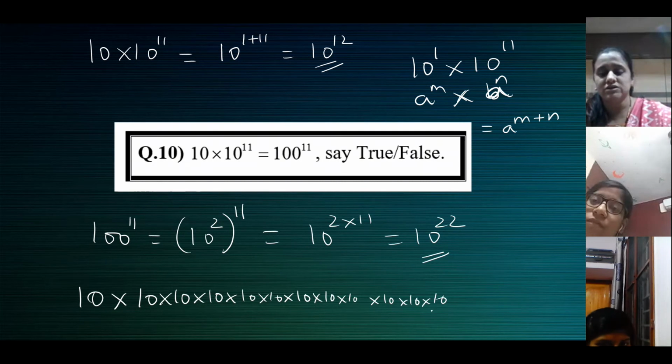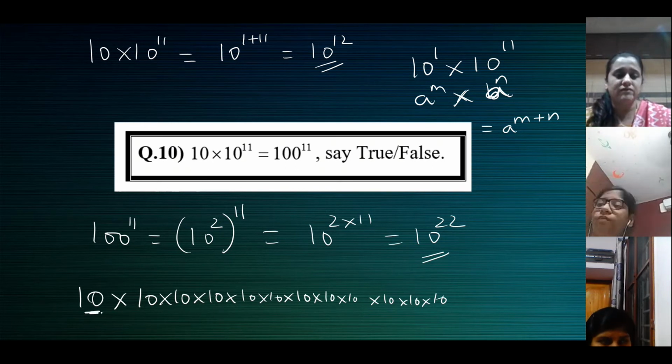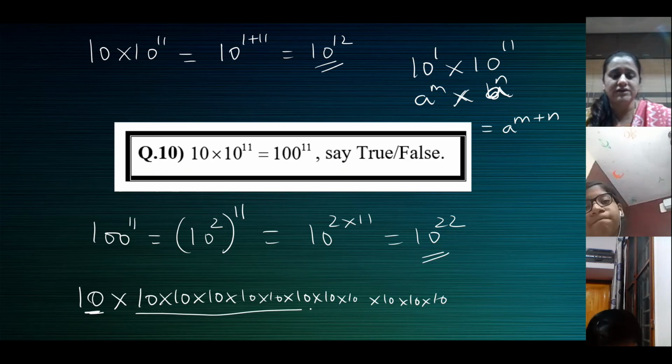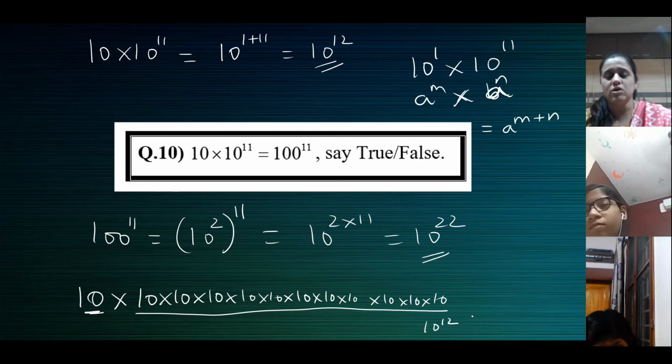Repeated multiplication is written in the exponential form. Repeated addition is multiplication. Repeated multiplication is written in the exponential form. So this is 10 to the power 1, and these are 11 tens. So in all, there are 12 tens. So 10 to the power 12. That's what the law also says.